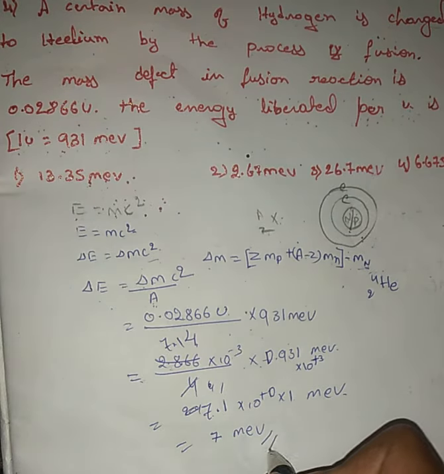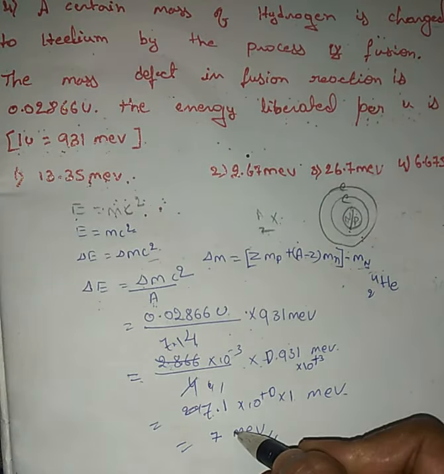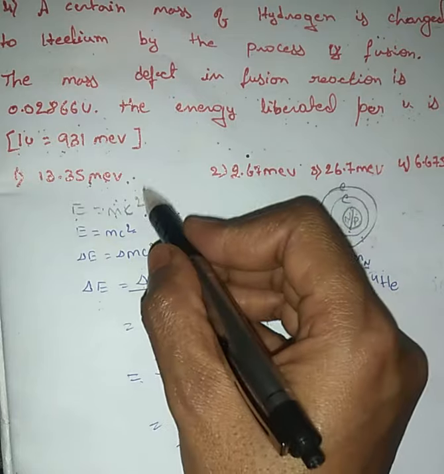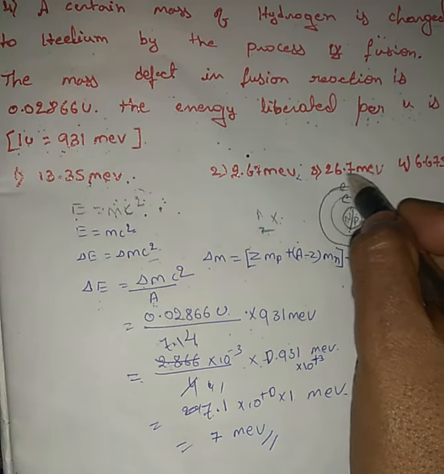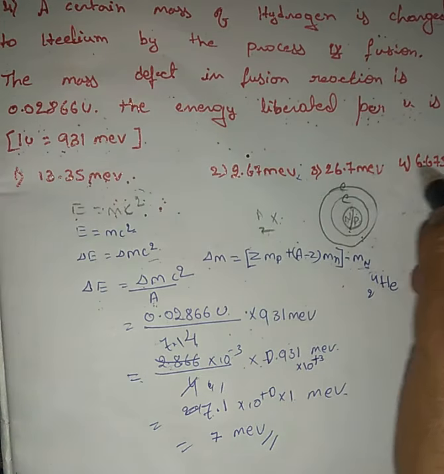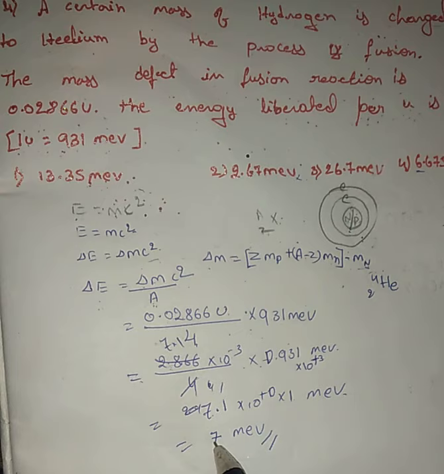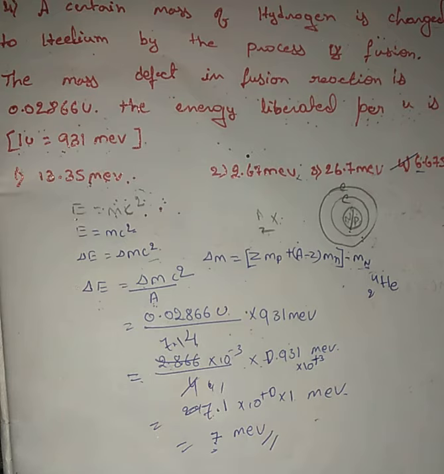So for this answer we have to note which of the following is nearly equal to 7. 13.35 MeV is wrong, 26.7 MeV is wrong, 2.67 MeV is wrong, and 6.67 MeV is nearly equal to 7. This way we can calculate the right answer. The right answer is the fourth option.